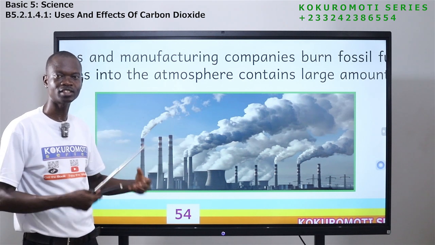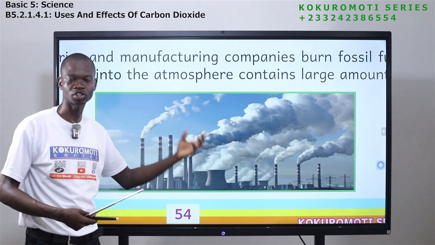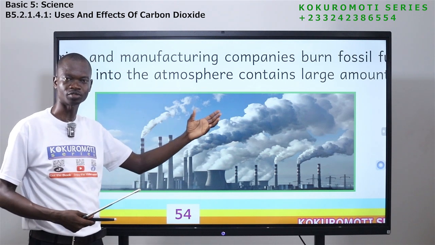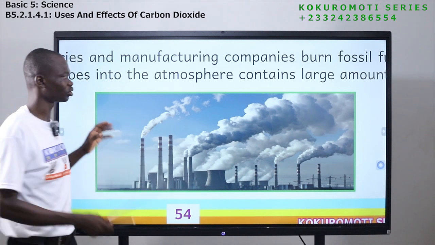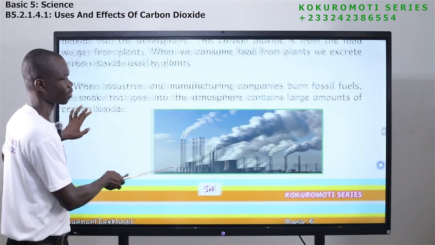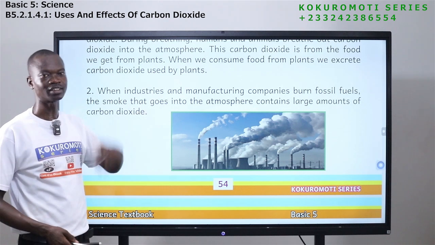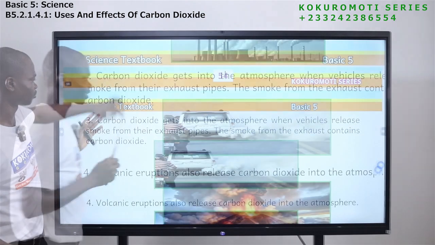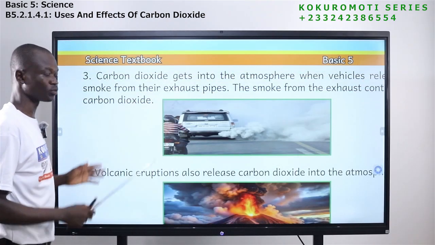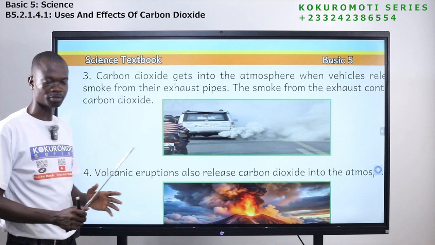The machines burn this fuel, and the waste that comes out in the form of what? Smoke. It goes into the atmosphere. The smoke also contains what? Carbon dioxide. So this is another way through which carbon dioxide goes into the environment. Okay. So the third point, we are looking at how carbon dioxide gets into the environment.